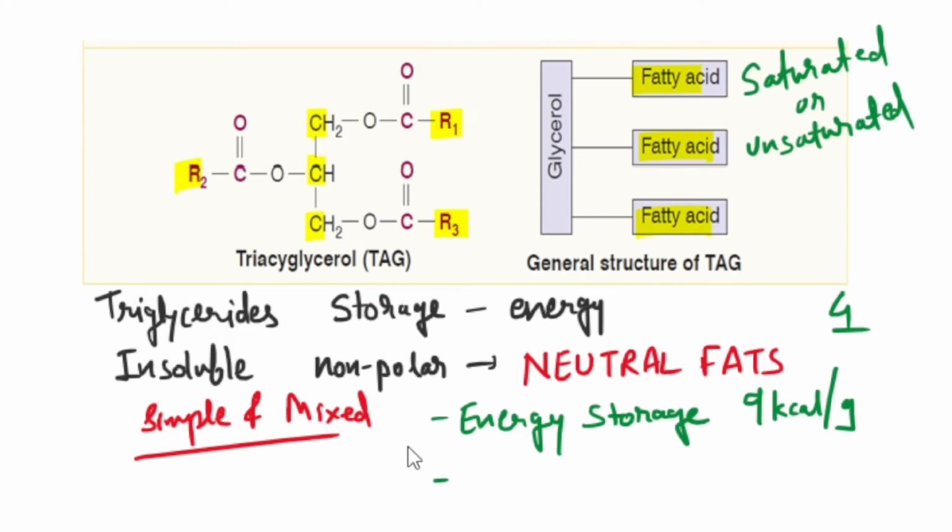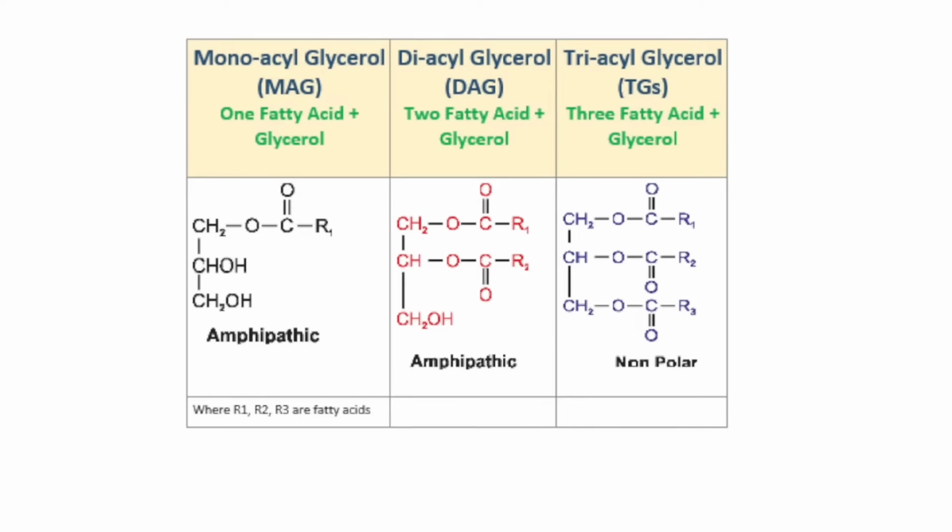Second important function is insulation. Fat deposits containing triacylglycerol help insulate the body, maintaining core temperature. Examples include butter, coconut oil, olive oil, etc. A glycerol can be esterified with 1, 2 or 3 molecules of fatty acids, forming mono, di and triacylglycerols respectively.